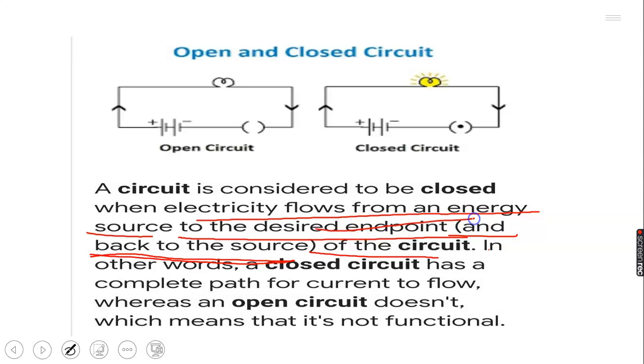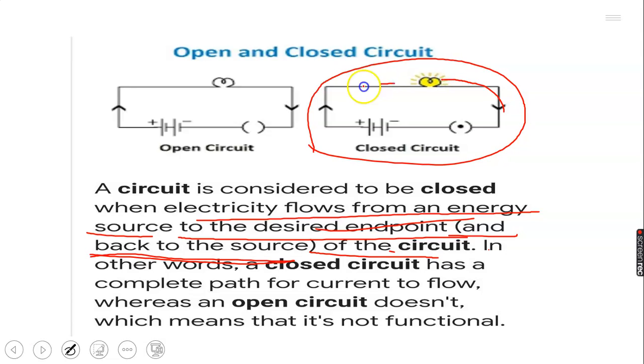When electricity flows from an energy source to the desired endpoint, and then back to the source again, and then continues the same process, it is called a closed circuit. You can see the picture of a closed circuit here. Can you see? It goes around and goes back to the bulb, and it keeps going to the endpoint. That's the closed circuit.